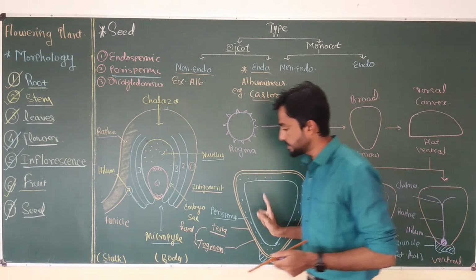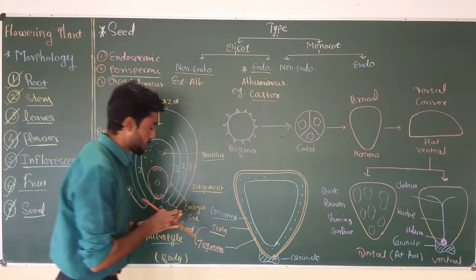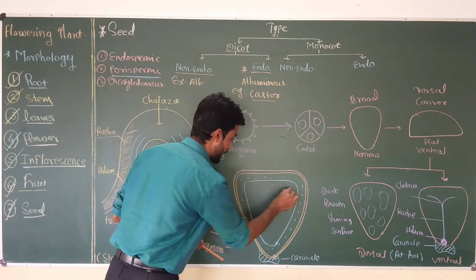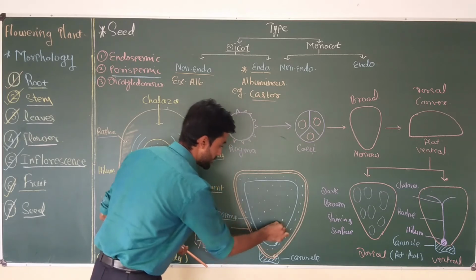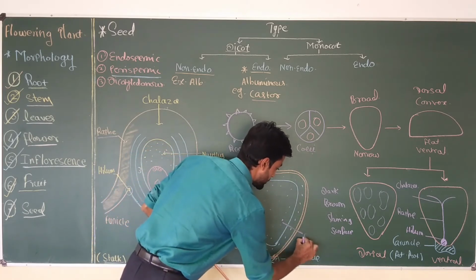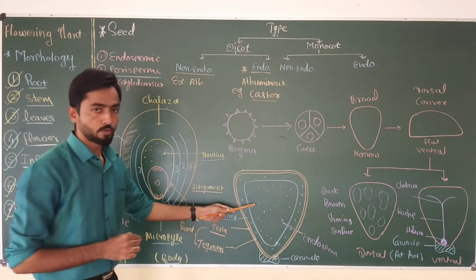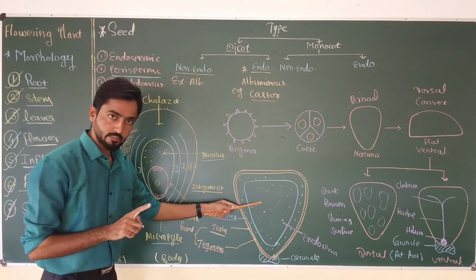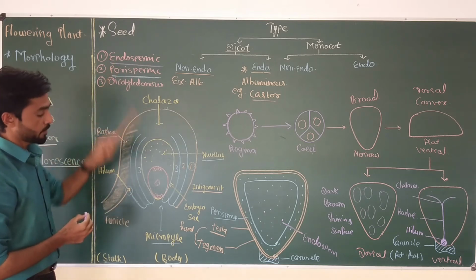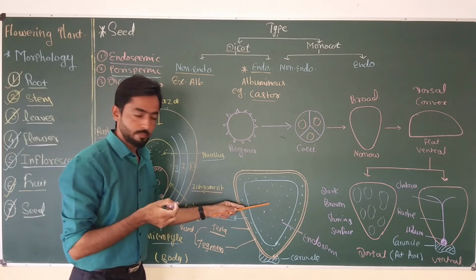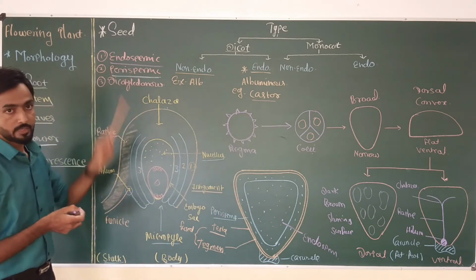Okay, now inside the perisperm another important thing is present, and it is called endosperm. So endosperm is a nutritive tissue which is dispersed in the perisperm. This type of seed is called an endospermic seed. Okay, so this is the second point now. Endosperm is generally present inside the perisperm in castor seed, so it is called an endospermic seed.